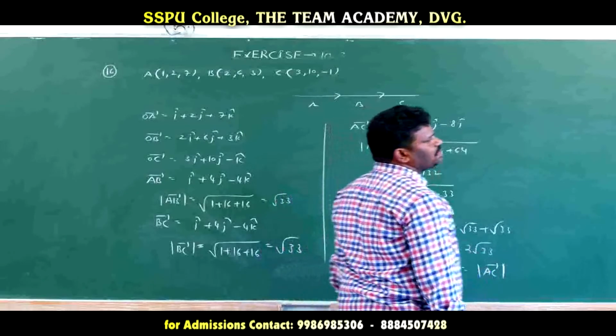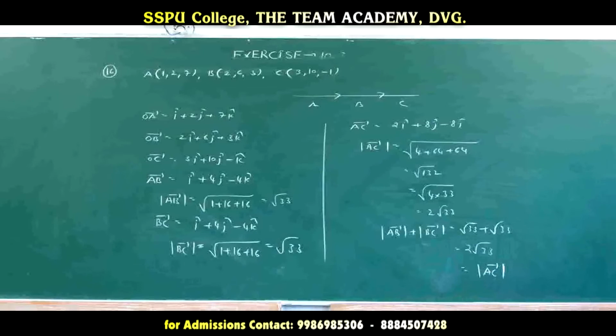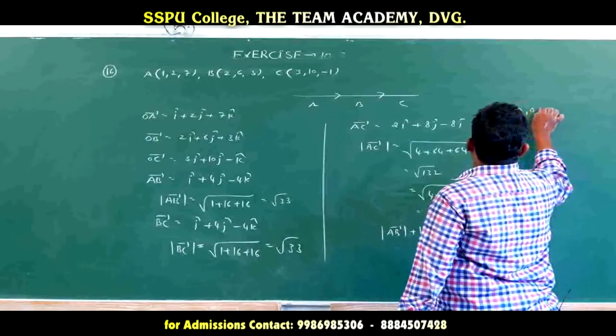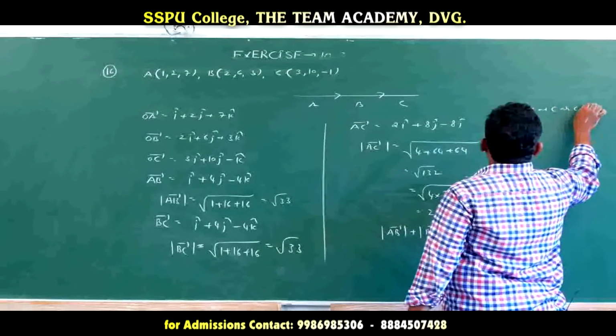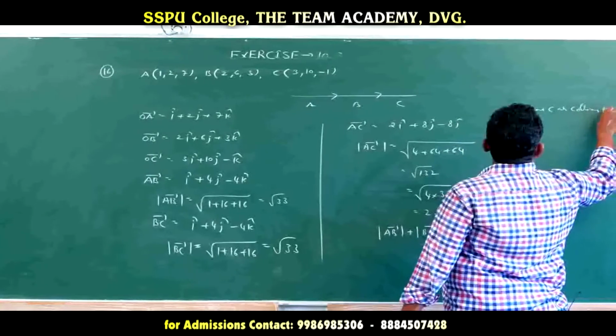So the given 3 points are collinear points. Therefore A, B, C are collinear points.